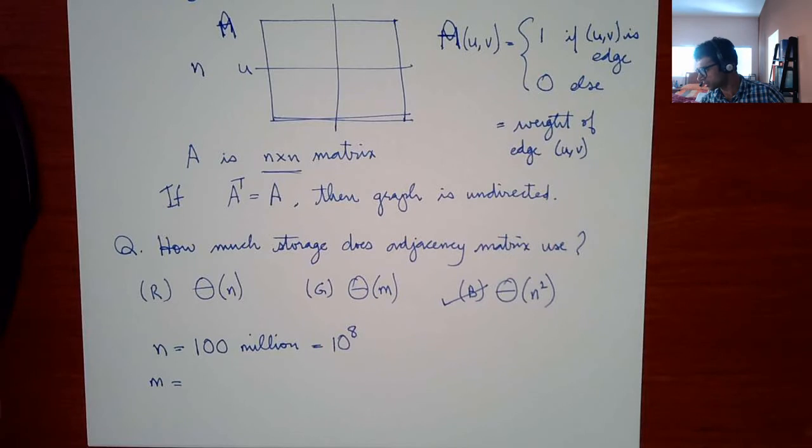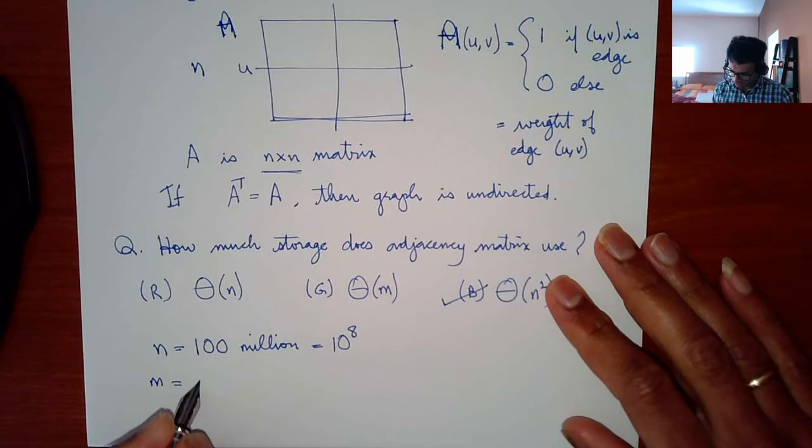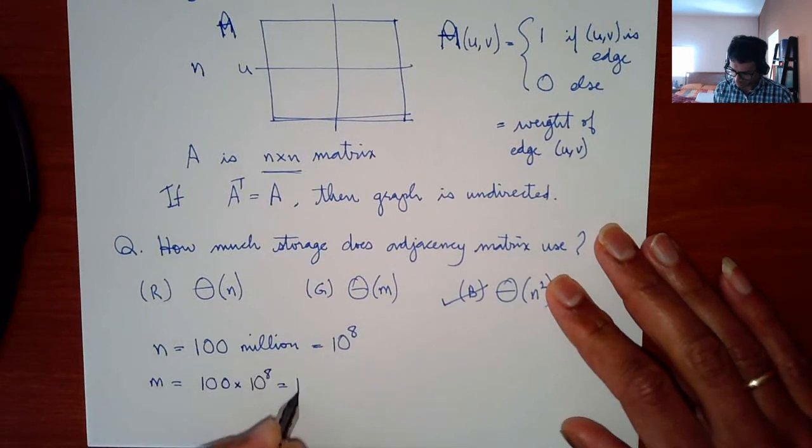Any thoughts? Maybe 10 to the 10 through 10 to the 11. So it's just saying every person has maybe about 100 or 1,000. I don't even know. They probably cap things, but yeah. So that's a reasonable estimate that the number of edges is about 100 times that. So it's about 10 to the 10.